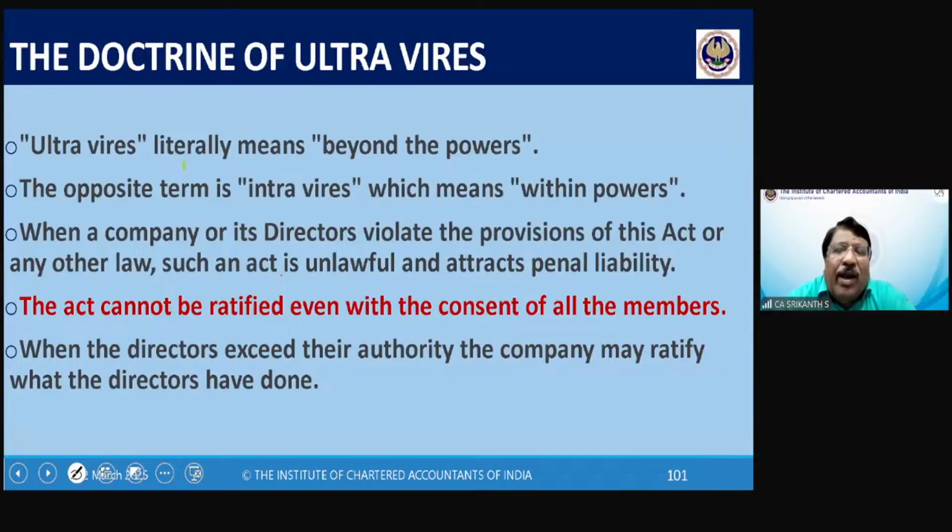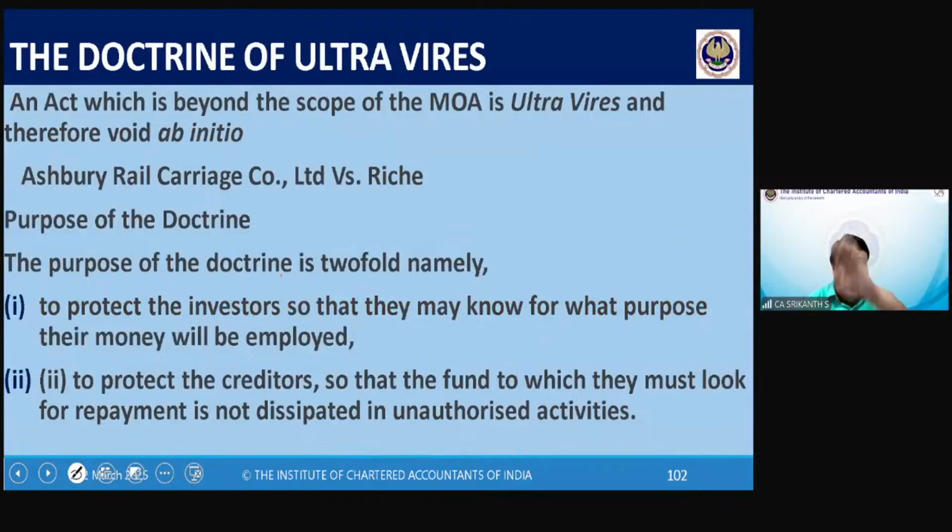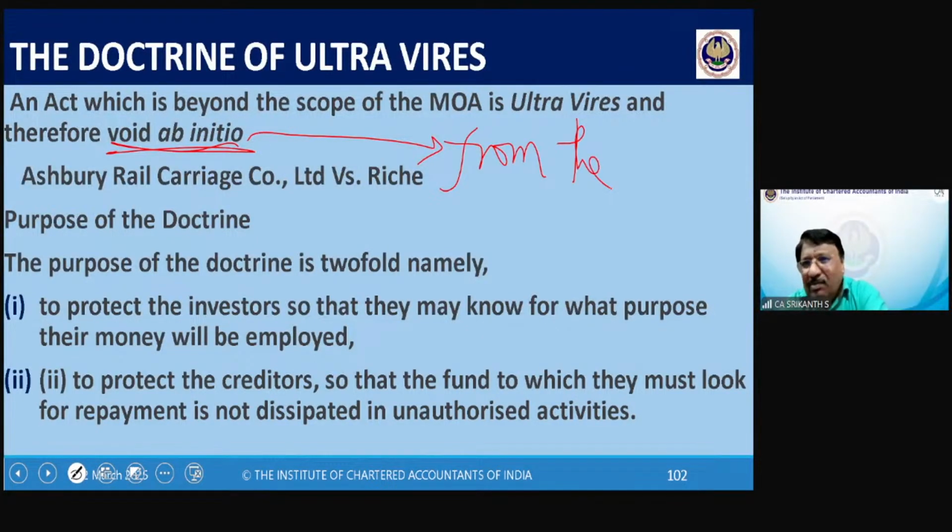So when a company or its directors violate the provisions of this Act, such an act is unlawful and attracts penalty. An unlawful or illegal act cannot be ratified even with the consent of all the members, right? But an act which is beyond the scope of the memorandum of association is ultra vires and therefore void ab initio. Ab initio means from the beginning. I'm sure you know this, but you might have studied it in the Contract Act, when you were in college or somewhere.